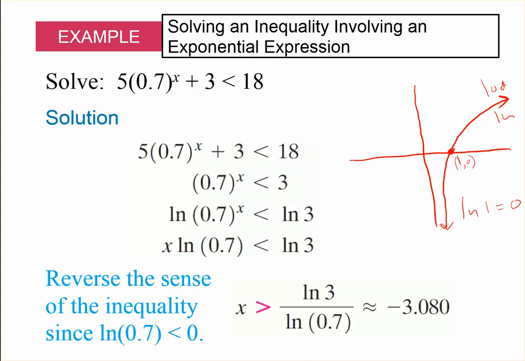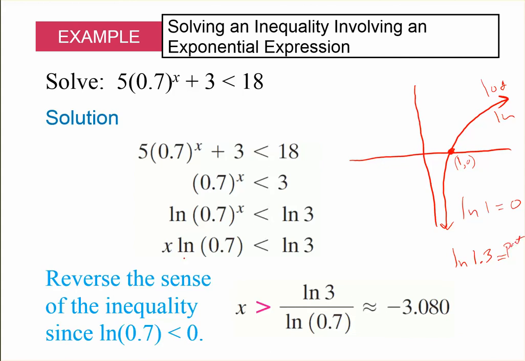ln of 1.3, so what do you guys say? Positive or negative? Hey, it's positive, right? It's past the 1. That's all we're looking for. It's past the 1, we know it's positive.